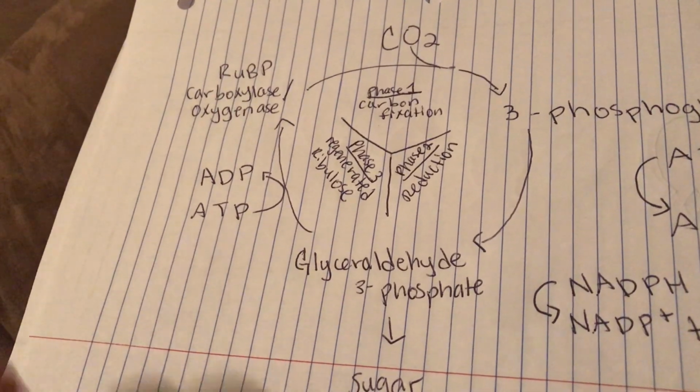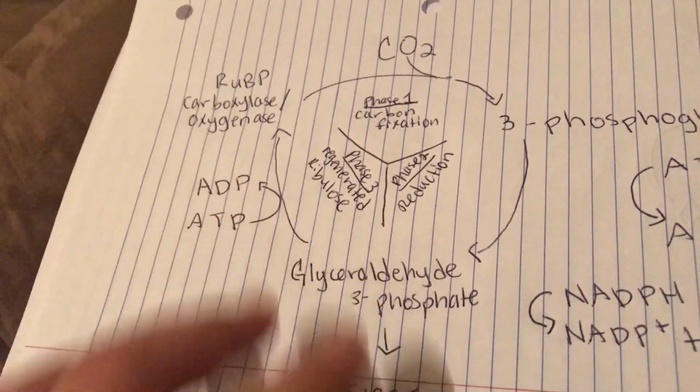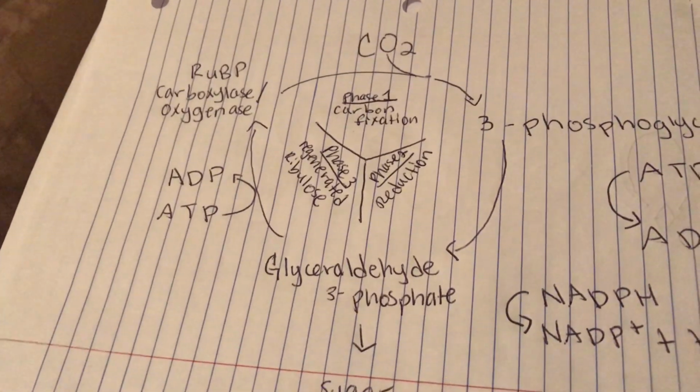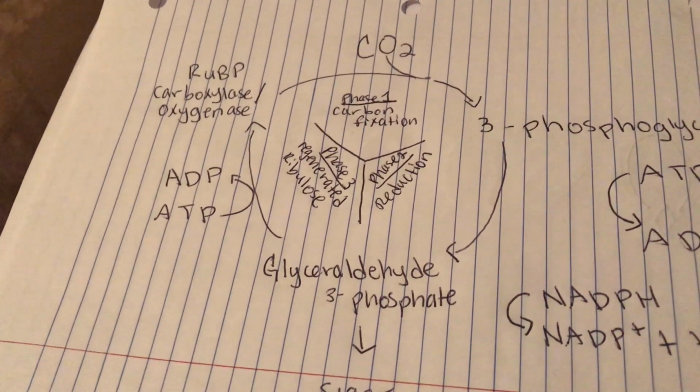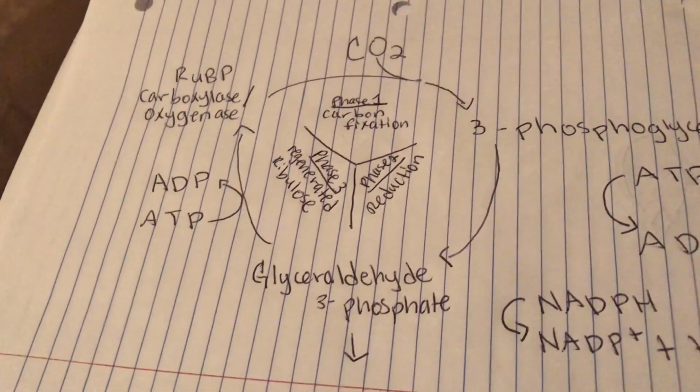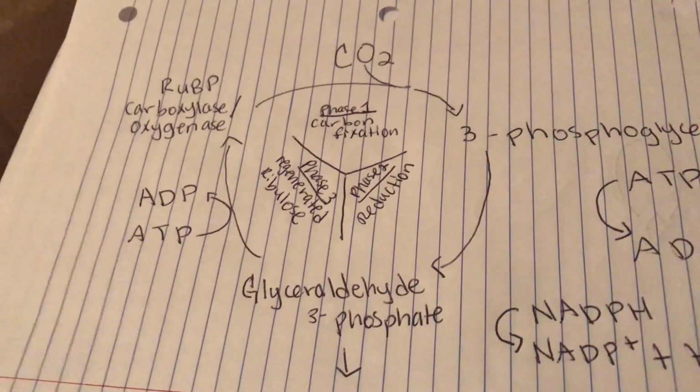Now, this regeneration is phase 3. So that's basically the Calvin cycle in a quick bundle. I know I'm bad at explaining it, but that's to the best of my ability.